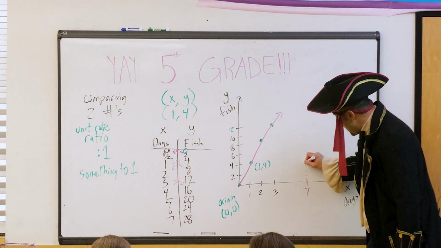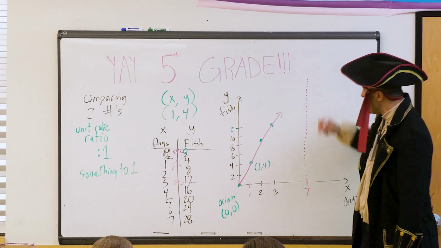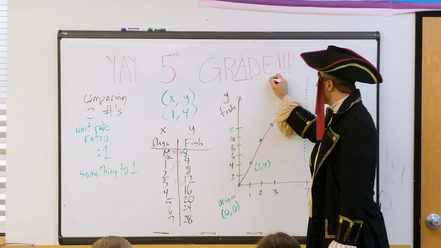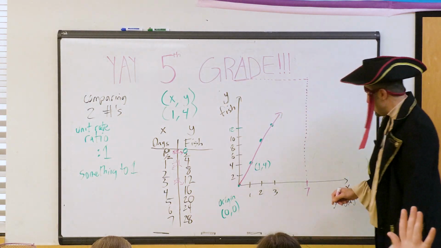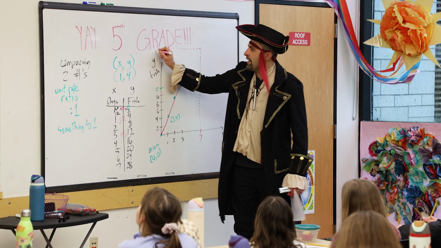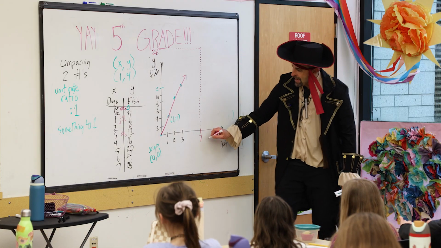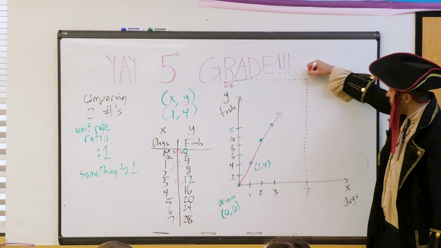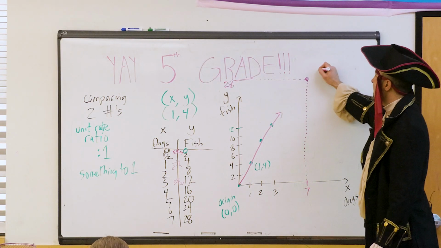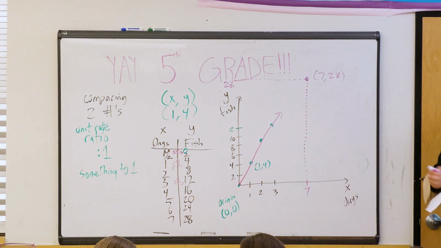If you follow up 7 until you get to your line, follow 7 up, it will match with what number of fish? It goes all the way up to 28. Yeah. Real tall. Almost as tall as me. If you match 7 days all the way up, you'll also match to 28 fish, and this point would be (7, 28). Very nice.